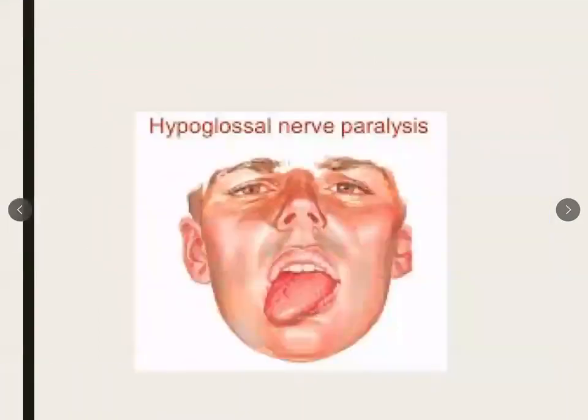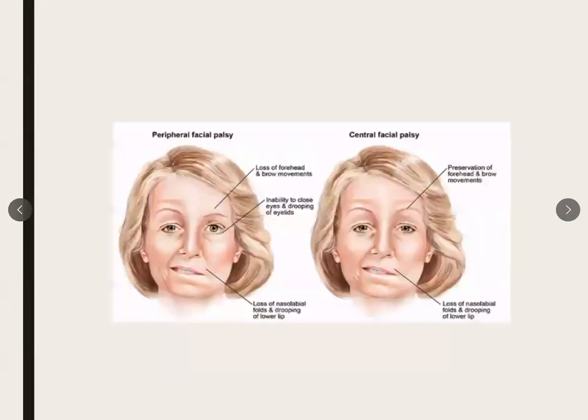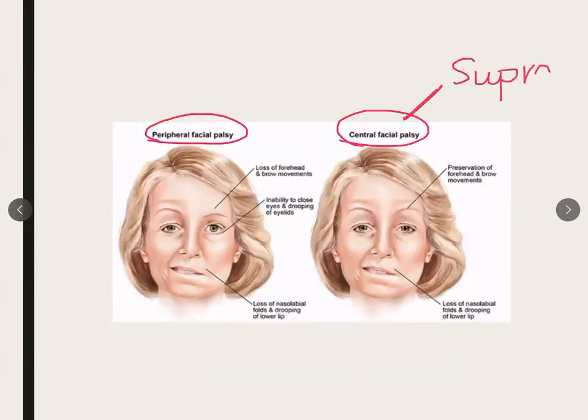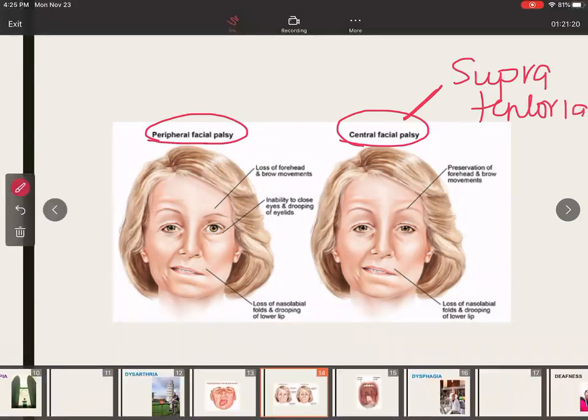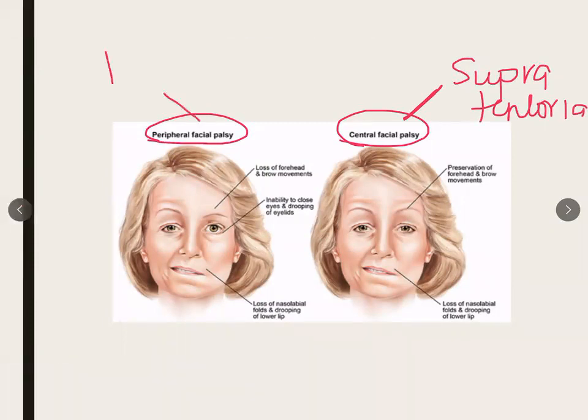So just like this, the tongue is deviated to the right. So always remember it is ipsilateral to the lesion. During your last examination, probably you were confused regarding a peripheral facial palsy and a central facial palsy. When we see central facial palsy, it is a supratentorial lesion. When we say peripheral facial palsy, infratentorial.